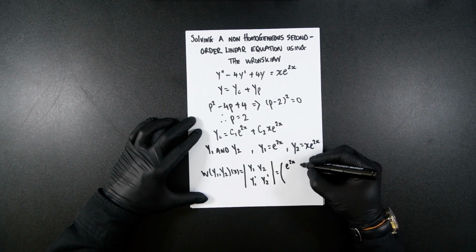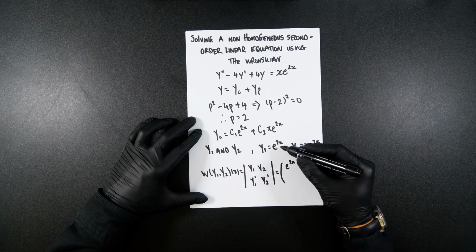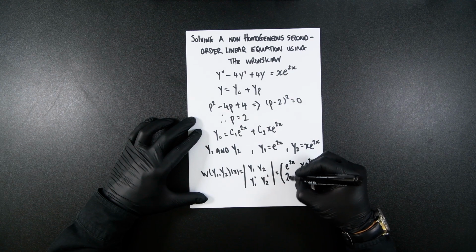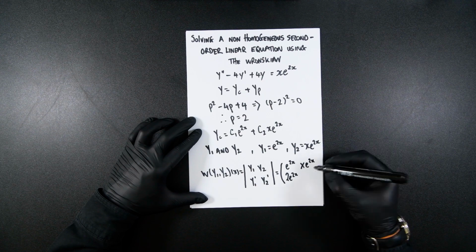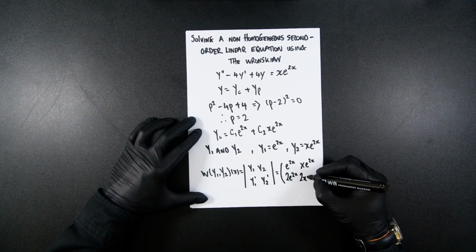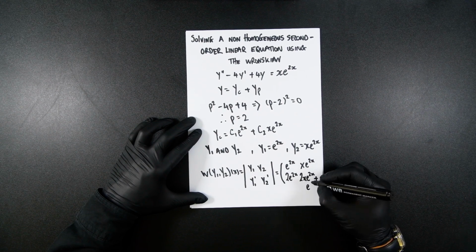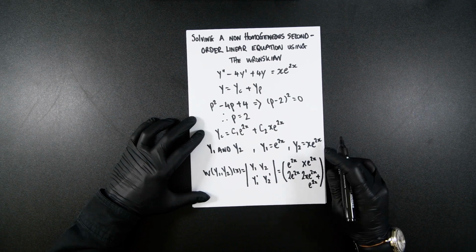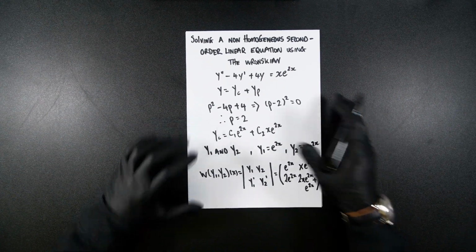Let's now substitute all of this in: e to the 2x, x e to the 2x. Then if we differentiate this once using the chain rule, you're going to get 2e to the 2x. You differentiate this using the product rule, because obviously there's two parts. It's going to be 2x e to the 2x plus e to the 2x. And if I put a little circle around that. And then we're going to calculate the determinant.